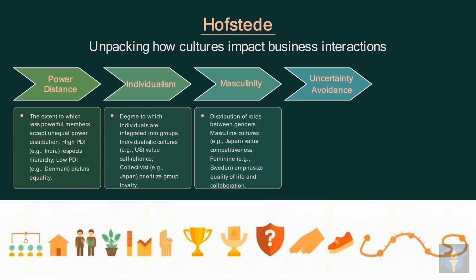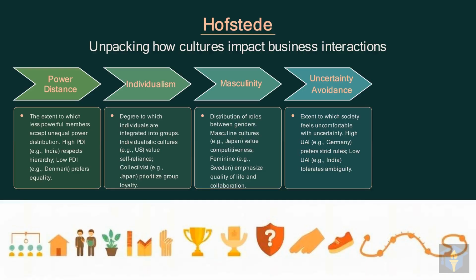Our fourth dimension is uncertainty avoidance, which measures how comfortable societies are with ambiguity. Uncertainty avoidance is the extent to which society feels uncomfortable with uncertainty. High UAI cultures like Germany prefer strict rules, while low UAI cultures like India tolerate ambiguity.